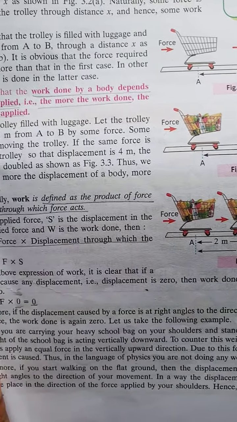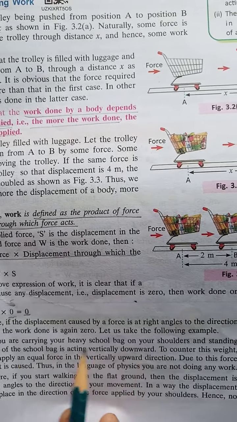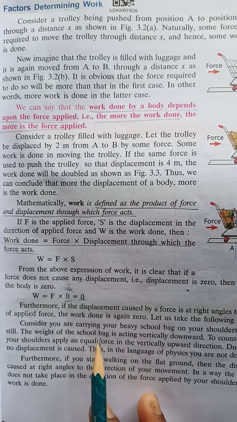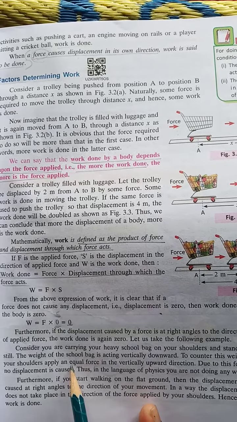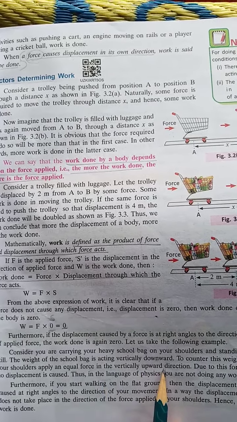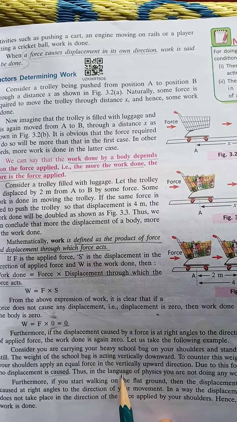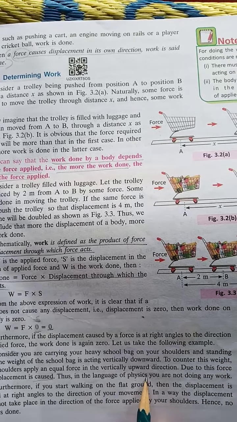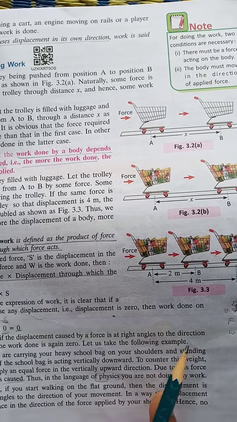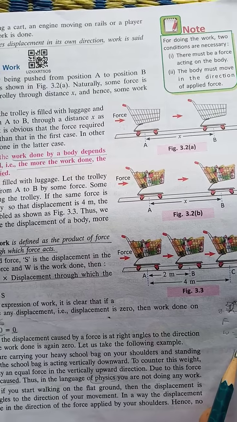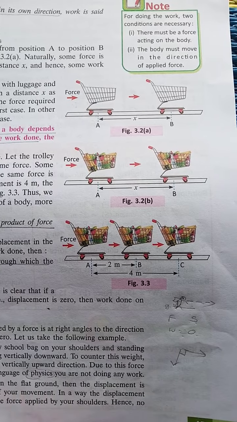Like that, examples are given. Consider you are carrying a heavy school bag on your shoulders and standing still. The weight of the school bag is acting vertically downward. To counter this weight, your shoulders apply an equal force in the vertically upward direction. Due to this force, no displacement is caused. In the language of physics, you are not doing any work, because here the applied force and the displacement are at right angles to each other. That's why here work done is 0.